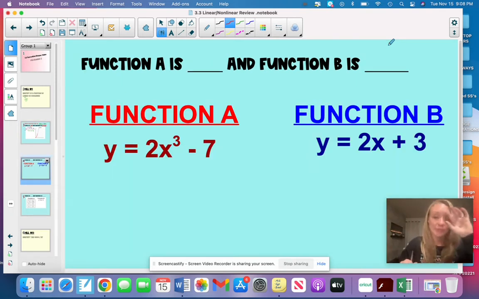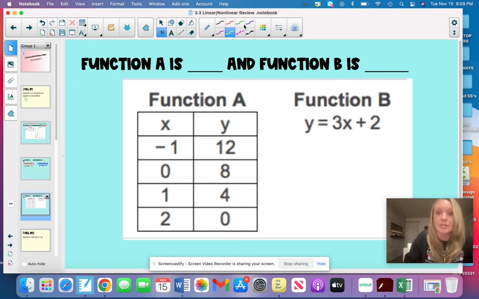Okay, now when we're looking at equations, so you've got function A, which is this equation, function B, which is this equation. The moment that you see an exponent in your equation, that's going to be non-linear because it's going to graph something like that on your coordinate plane, and that's not going to be linear. Function B, I don't see any exponents, which means that this would graph a straight line, so that would be linear. So again, if you see an exponent, non-linear.